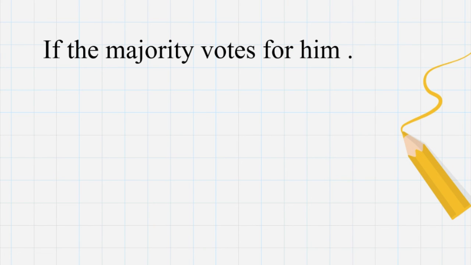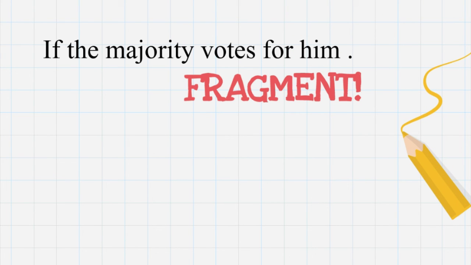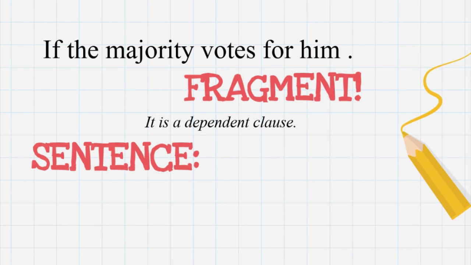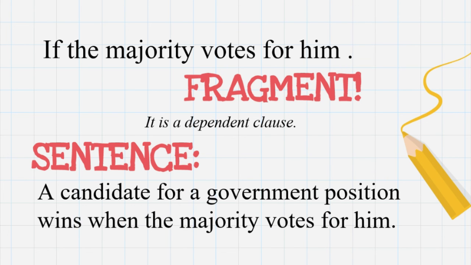Another example, if the majority votes for him. So this is a fragment, and it is a dependent clause. It is started with the conjunction if. In order to make it a sentence, attach it to another clause or a nearby complete sentence. For example, a candidate for a government position wins when the majority votes for him.